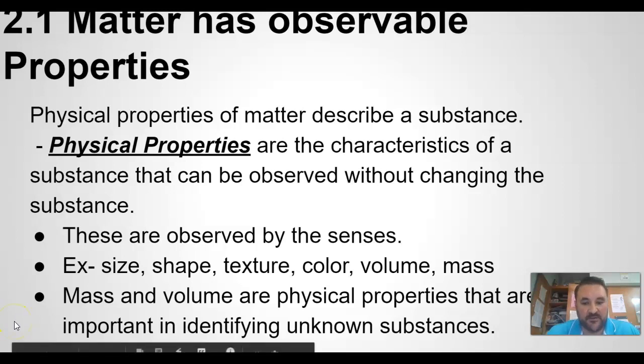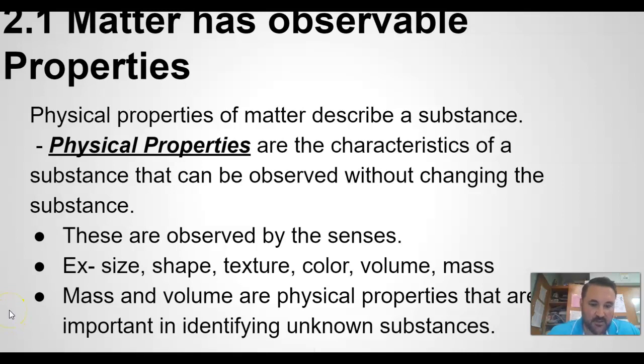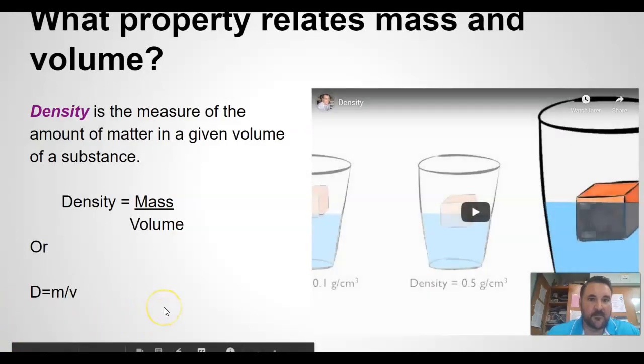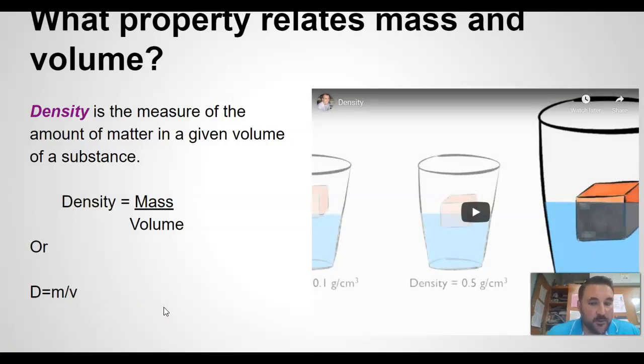Mass and volume are physical properties that are very important in identifying unknown substances. When you have mass and volume, you can derive another very important physical property that we call density. Density is how much stuff, or how much matter, is in a small or large volume. And the equation for density is mass divided by volume.